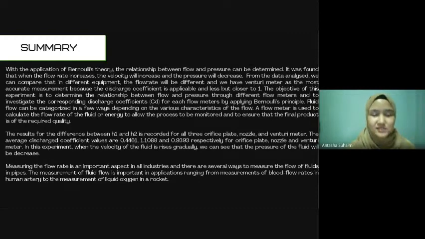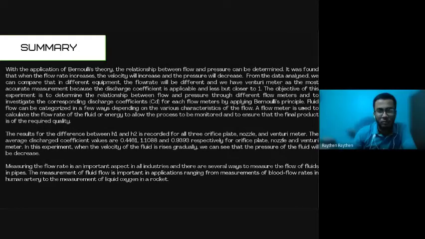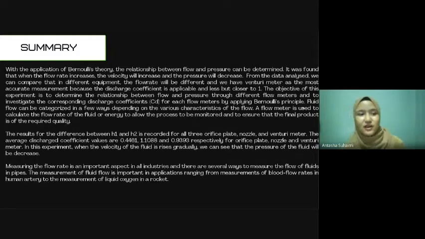The objective of the experiment is to determine the relationship between flow and pressure through different flow meters and to investigate the corresponding discharge coefficient for each flow meter by applying Bernoulli's equation. Fluid flow can be categorized in a few ways depending on the various characteristics of the flow. A flow meter is used to calculate the flow rate of the fluid or energy to allow the process to be monitored and to ensure that the final product is of the required quality.